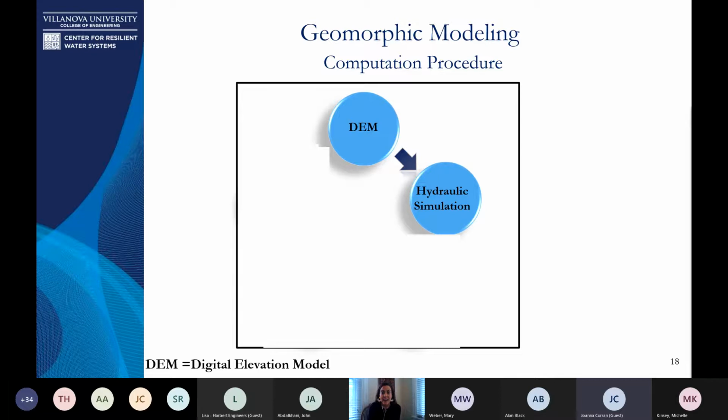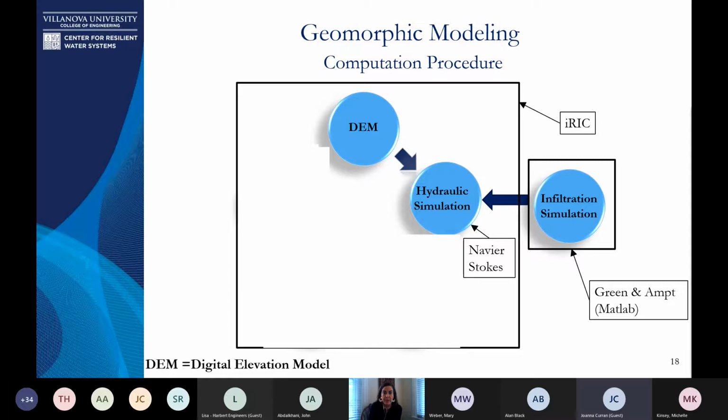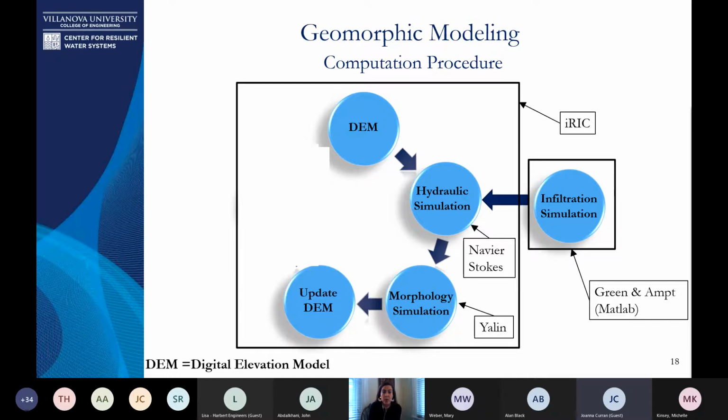We then created a hydraulic simulation for what was happening on the surface with the surface water. This included an infiltration simulation. We included the Navier-Stokes. This was part of EWRI software, the International River Cooperation software. That then went to a morphology simulation using the Yallen equations. We updated the DEM and then went to the next storm event and repeated the process again. And so we built storm event on storm event on storm event so that we could look at how the surface was changing through time.